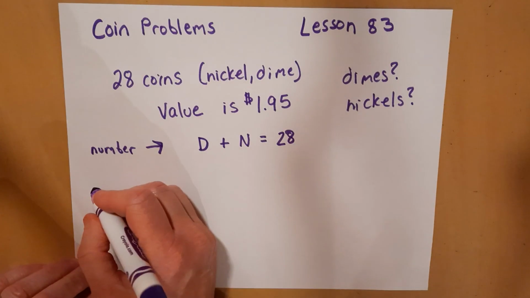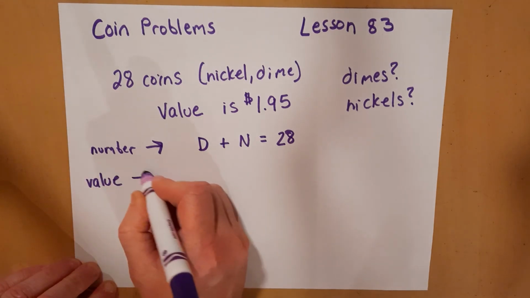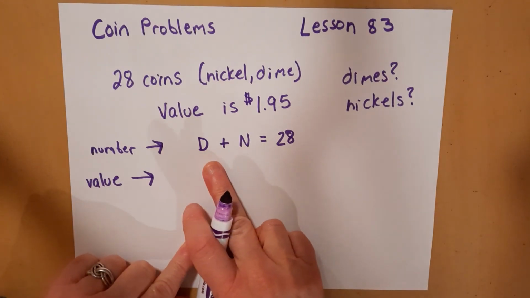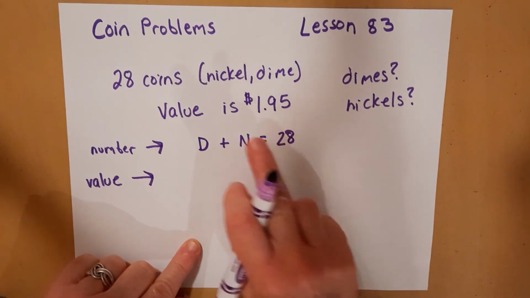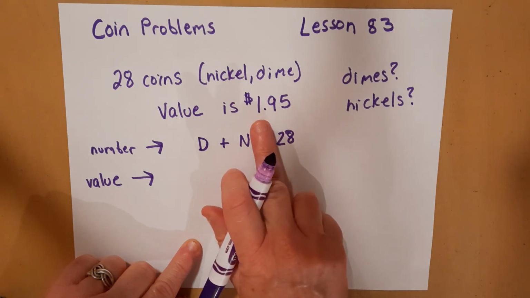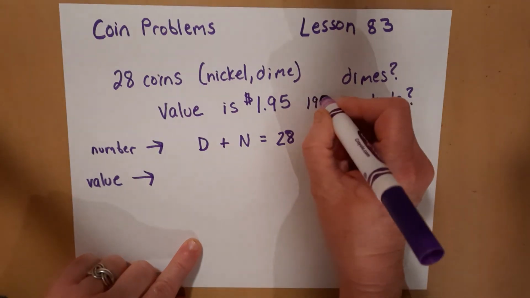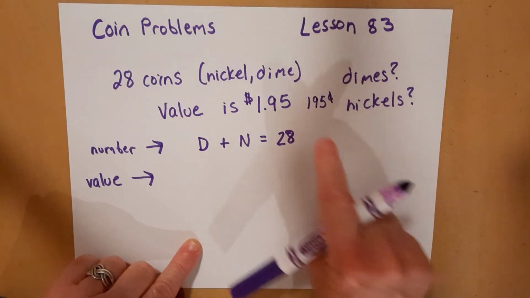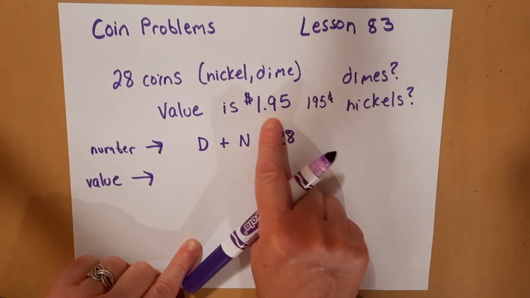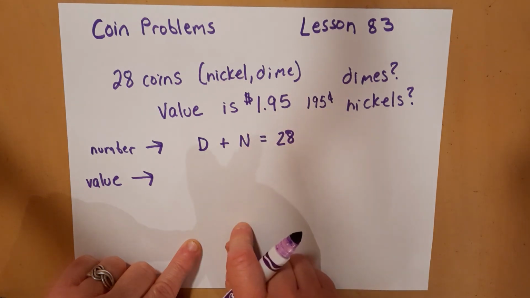Now we're going to talk about the value of those coins and come up with another equation. First, it is easier to work with these if we get rid of the decimal point. So instead of talking about it as being $1.95, we're going to say that it's 195 cents. That's going to make our problem easier to work with because we're getting rid of the decimal point. And you all know that 195 cents is the same as $1.95.